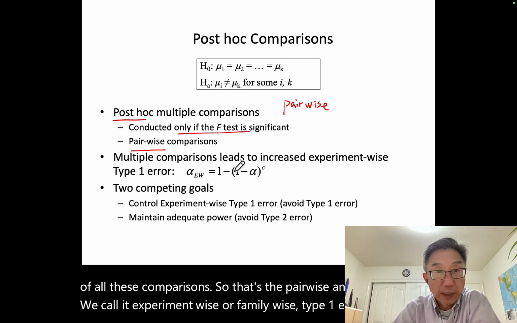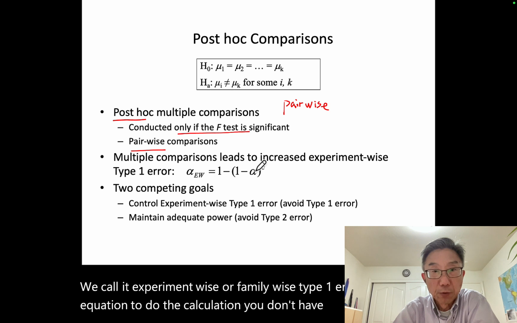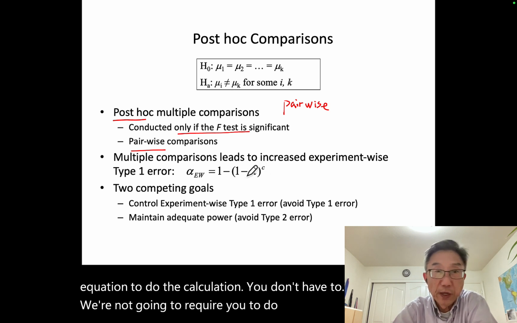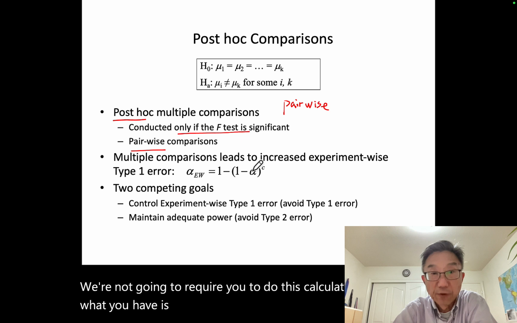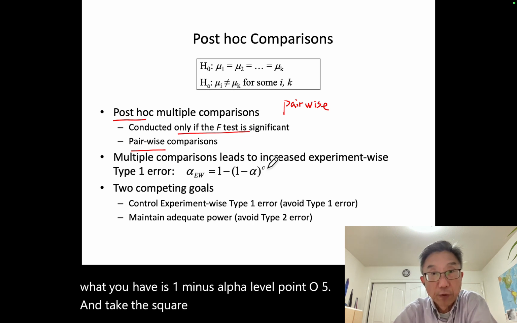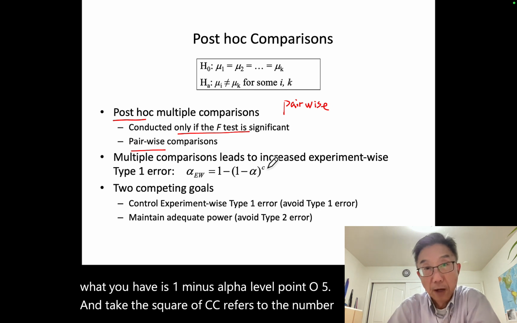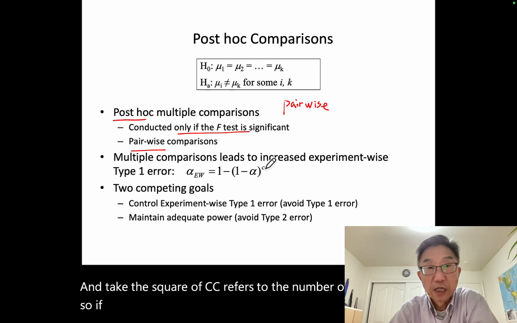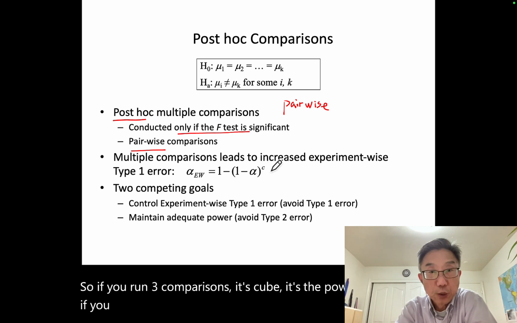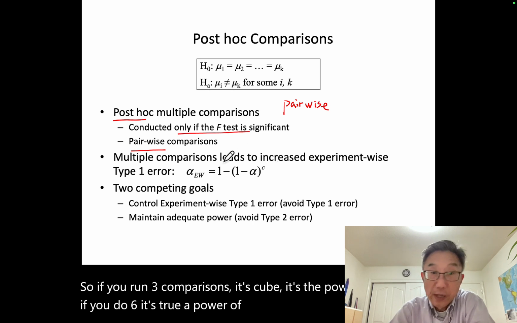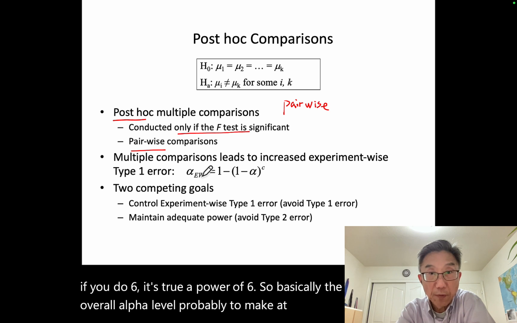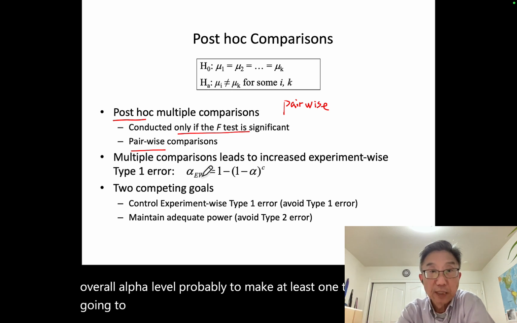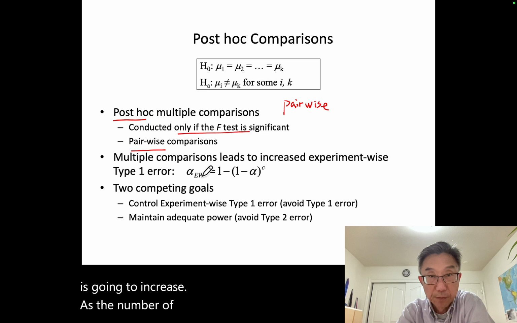And there's an equation to do the calculation. We're not going to require you to do this calculation, but basically you take 1 minus the alpha level, 0.05, raised to the power of C, where C refers to the number of comparisons. So if you run 3 comparisons, it's to the power of 3, and if you do 6, it's to the power of 6. Basically, the overall probability of making at least one type 1 error increases as the number of comparisons increases.